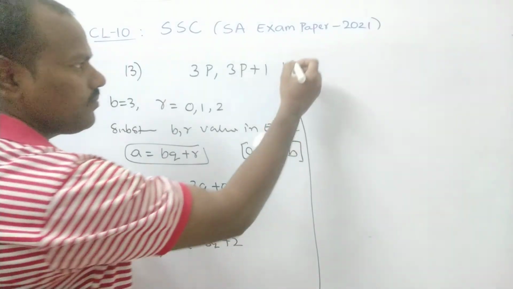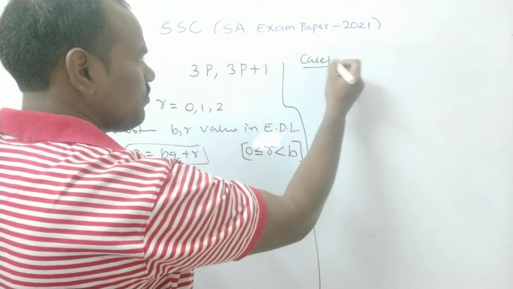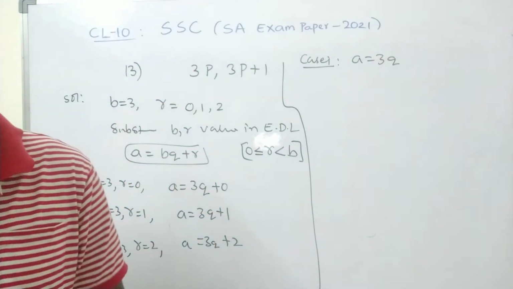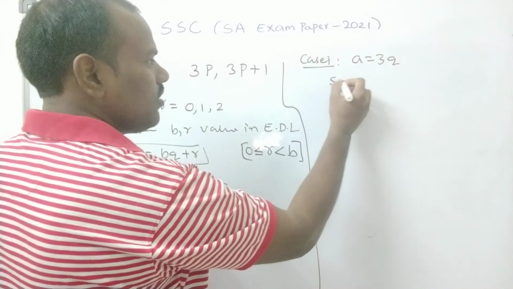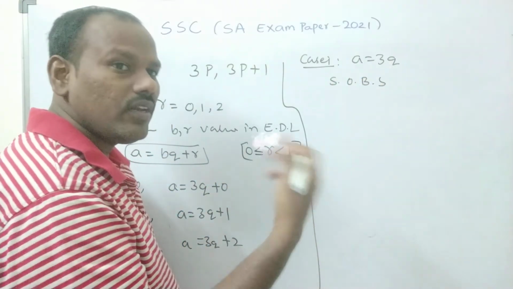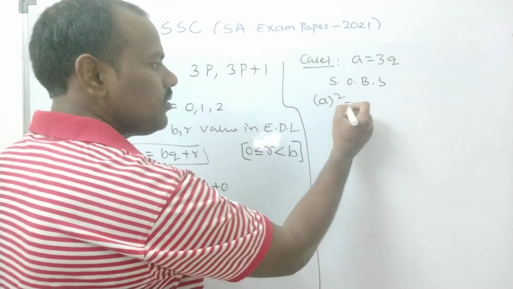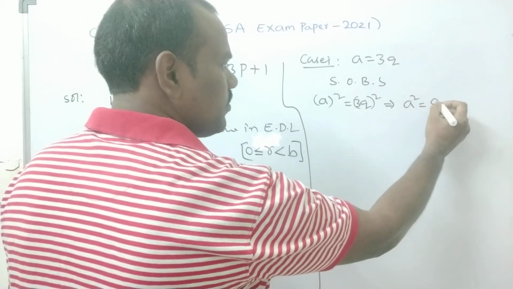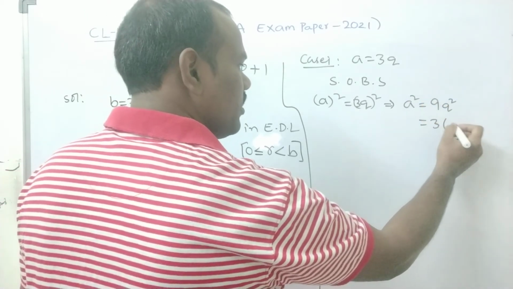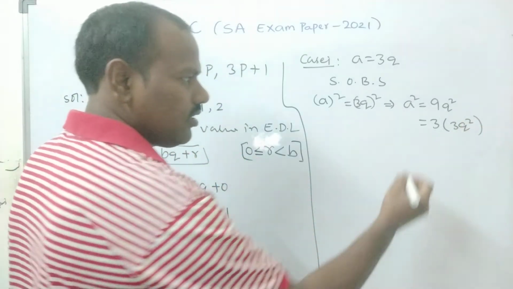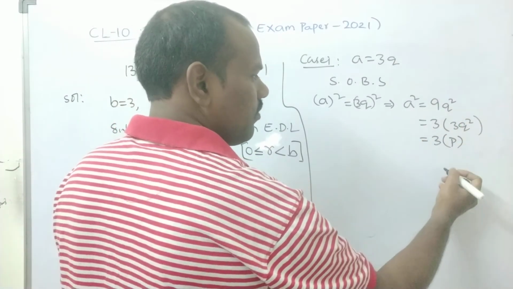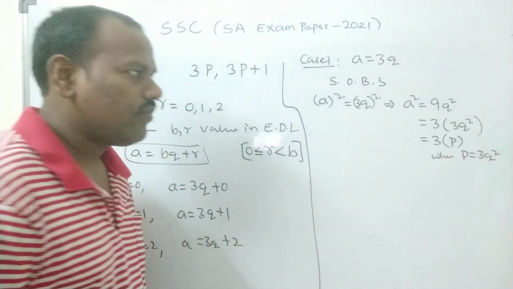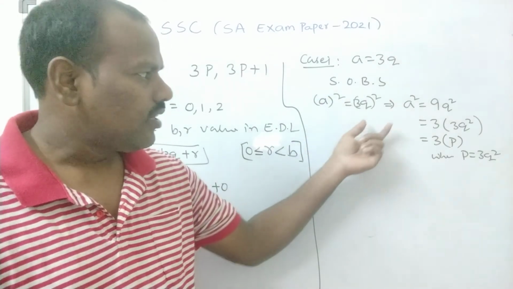Let us take case 1, the first number. A is equal to 3Q plus 0. Plus 0 is negligible, we need not take care of it. Let us apply squaring on both sides, because he is asking for the square of any integer. So A square is equal to 3Q whole square, which is 9Q square. If you take 3 common, you will get 3 into 3Q square within the bracket. So which is in the form of 3p, where p is equal to 3Q square for some positive integer. So therefore the first number, when squared, gave the 3p format.